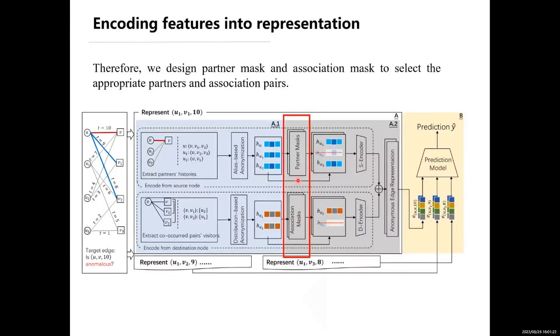So here, assume we use S partner masks and D association masks. Each mask will select a set of appropriate partners and association pairs, and the selected feature vectors will be passed to encoders. The output of this encoder will then be further passed into a neural network to generate the final representations. Each representation corresponds to a specific association mask and partner mask. Because we have S partner masks and D association masks, we have S times D anonymous edge representations.